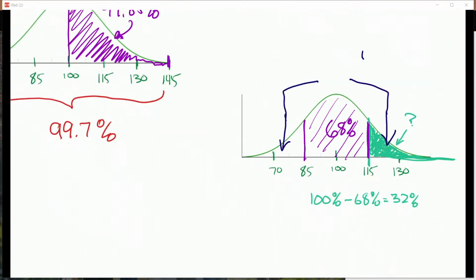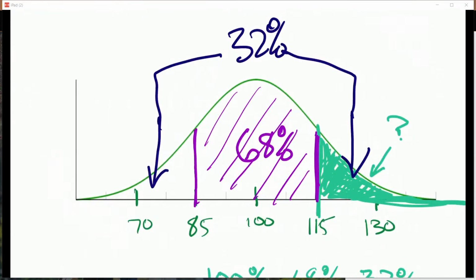So let's do this. Very nice. 32% belongs in that area there. So think of it this way. We're not quite done. Abby's given us the stepping stone. We're almost there. You've got 68% of everyone in this middle section. That means that 32%, the rest of the people, are in the extremes.